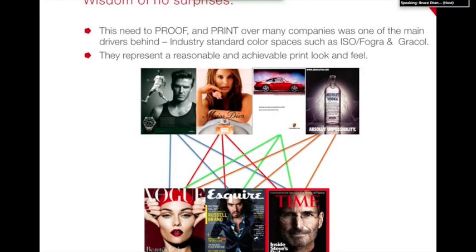So we see now that we need a method where we can proof and print over many companies, maintaining a similar or very close look and feel. And this is done by using CMYK colour standards. The reason for that is that we print CMYK. I'm sure if we had RGB printing methodologies, we'd have RGB standards. And these standards, such as ISO, FOGRA, GRACoL, SWOP, all represent reasonable and achievable print looks and feels.